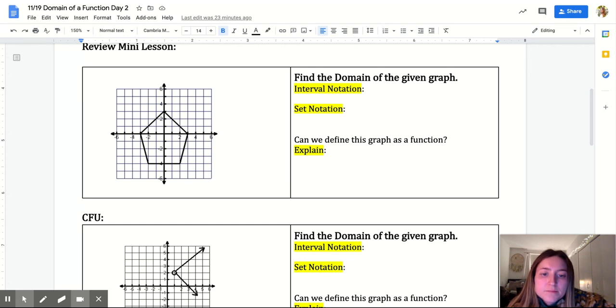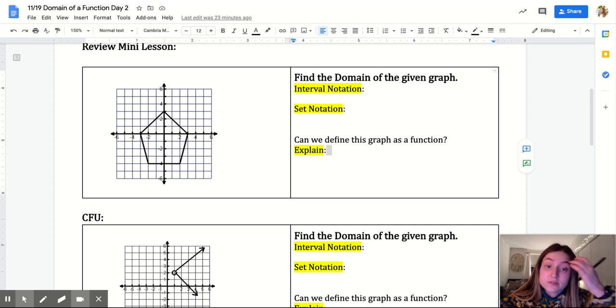is not a function because it does not pass the vertical line test, or you can say, right, because every input does not have exactly one output, or every input has multiple outputs. So any of those definitely work for that one.